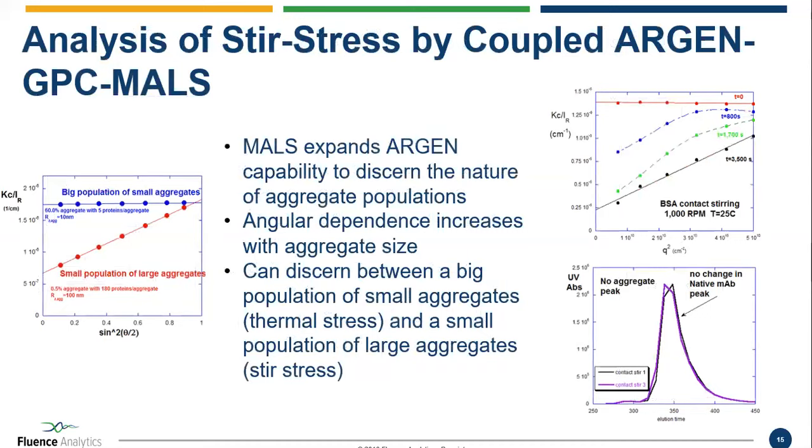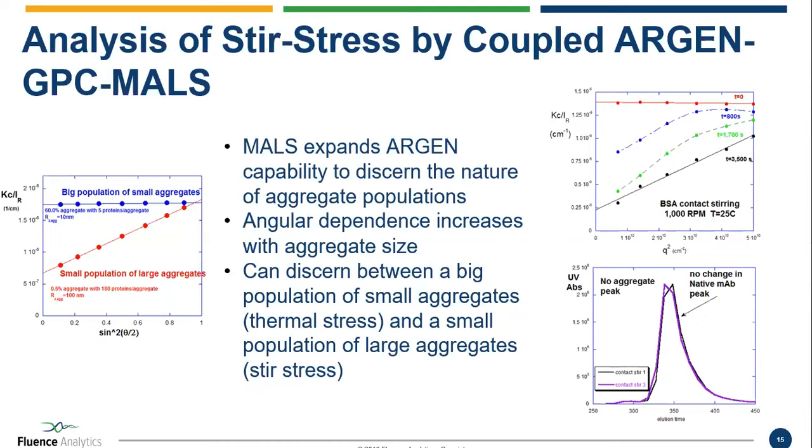As I said earlier, with a small population of large aggregates, we end up with a strong angular dependence in the signal. So we looked at BSA under contact stirring. And again, if you look on the top right plot, this is the MALLS data at various time points throughout the stirring process. Our red is our T equals 0 baseline sample. And as we go up to 3,500 seconds, we begin to see a strong angular dependence occurring.